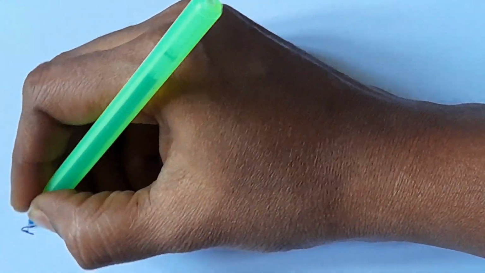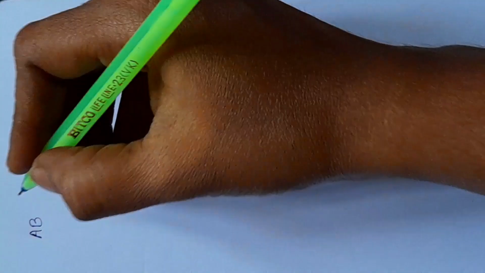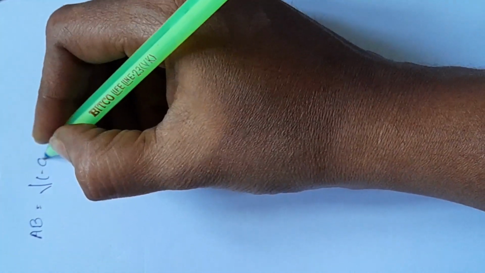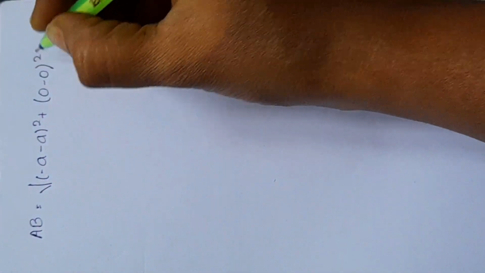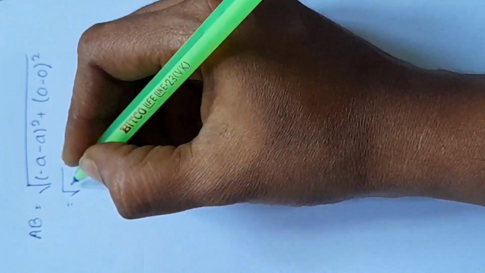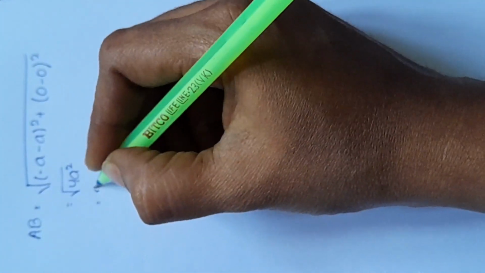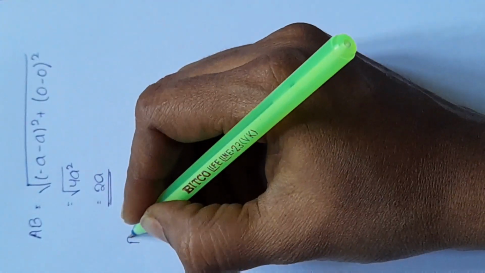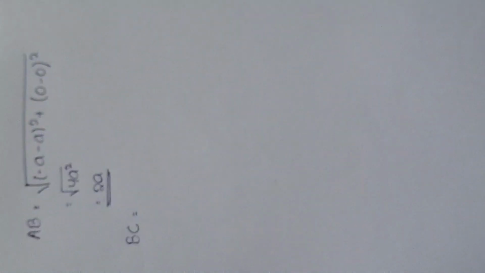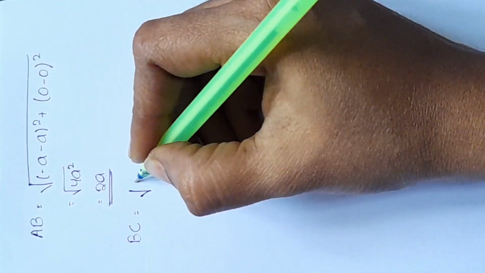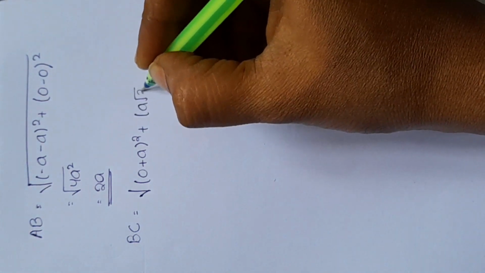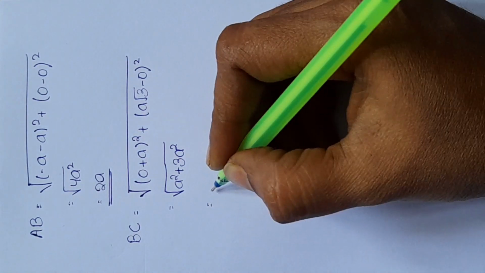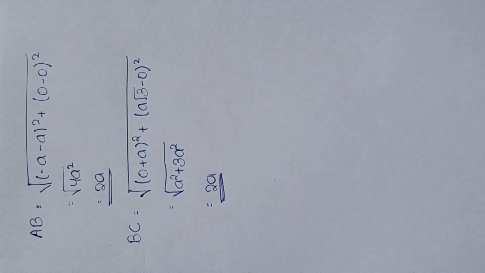Now let us find the distance between the points. AB is equal to root of (minus a minus a) whole square plus (0 minus 0) whole square, we get the value as root of 4a square. This can be written as 2a. Now BC distance is root of (0 plus a) whole square plus (a root 3 minus 0) whole square, which is equal to, we also get this as 2a.